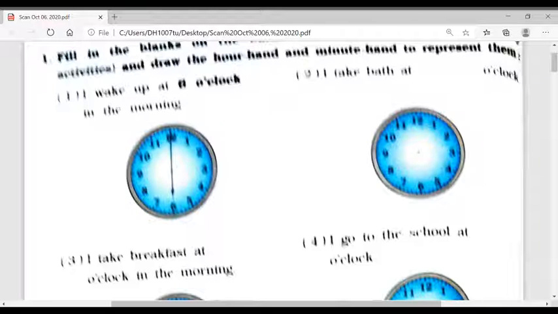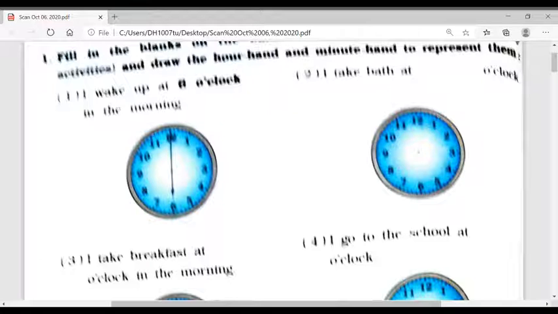First question in let's do homework. Fill in the blanks on the basis of your everyday schedule, daily activities. What activities you are doing and at what time you are doing. You have to draw the clock hands, at what time you have to show the time by clock, by drawing the hour hand and minute hand to represent these activities.